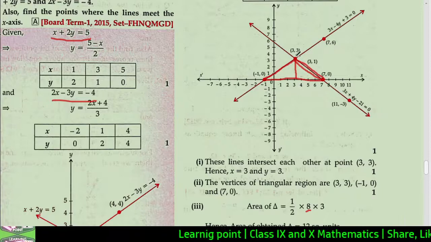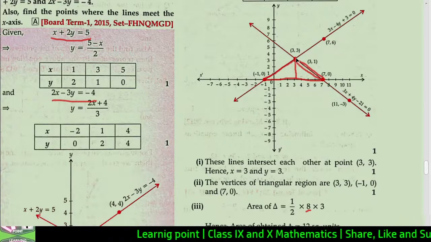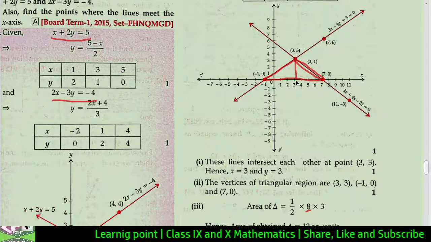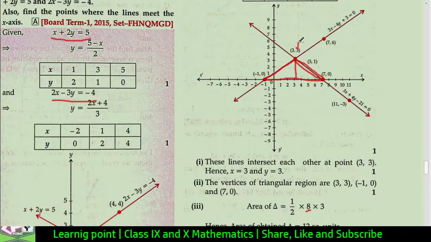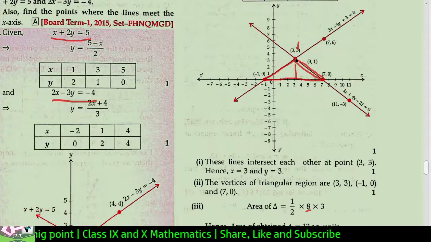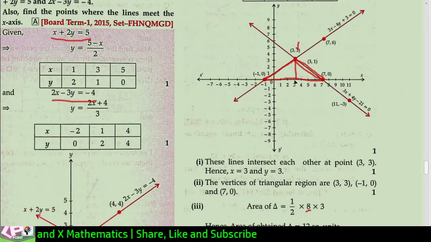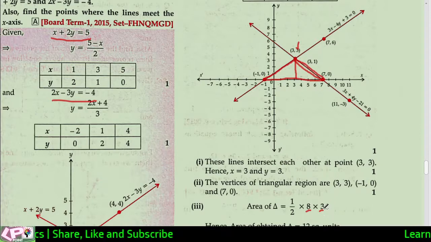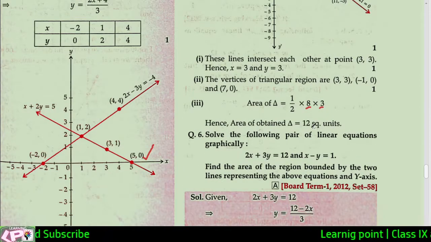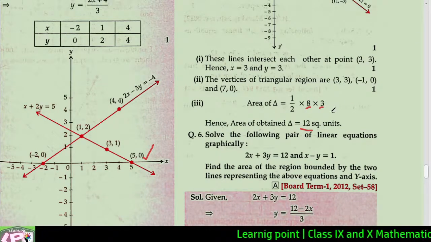If you count this and write it on the graph sheet, it will be very easy for you. This is actually the distance of this point from the x-axis, which is the y coordinate of this point, and it is 3. Even if you measure using a scale, you will get 3. So write the height as 3. Then half into 8 into 3, you will get area equal to 12 square units. So this is the way of calculating the area of a triangle. Remember, this is very important.